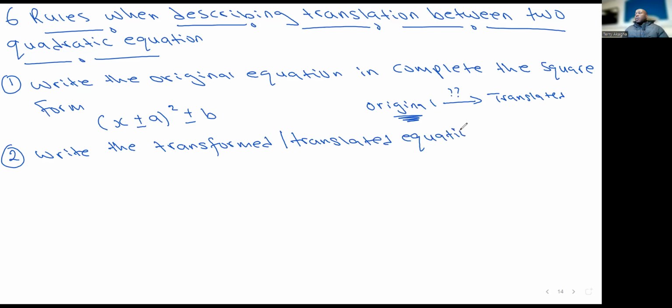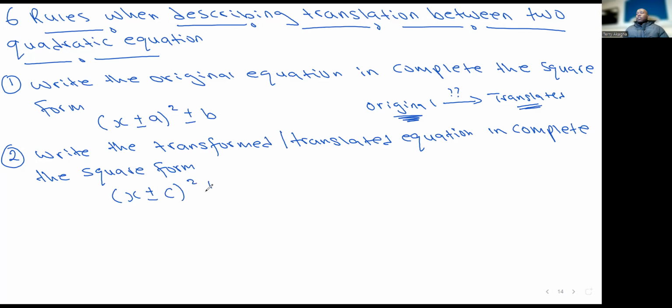So now we're talking about the second one. Write the translated equation in complete the square form as well. That means it's going to give us x plus or minus c squared plus or minus d. So what I'm doing is trying to differentiate the original one from the translated one. The answer you get is going to look like this, and the answer for the original, just to separate both of them.